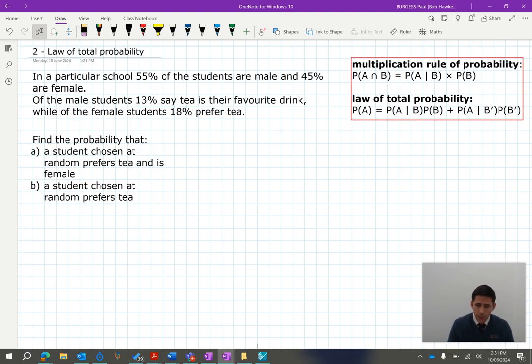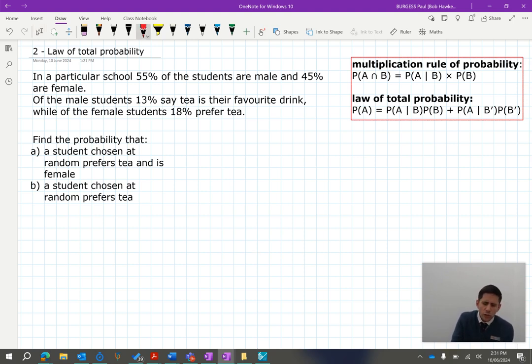You'll notice up here I've got a formula box in the top right. There's the box with the formulas in it. You've got the multiplication rule of probability that we saw in conditional probability, and underneath, the law of total probability, which looks a little bit complicated and intimidating, but when I show you where this comes from, it makes complete sense and is actually quite straightforward. The way I'm going to show you is by thinking about this problem in terms of a tree diagram. So I'm just going to get a pen and we'll do a tree diagram for this.